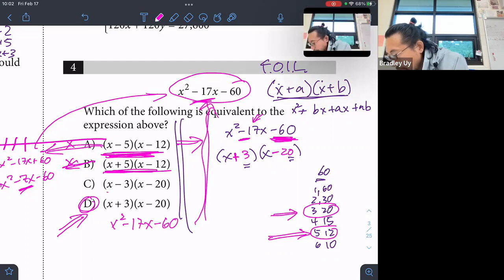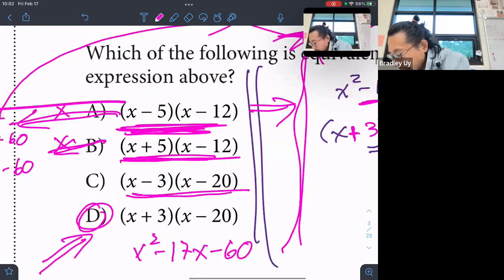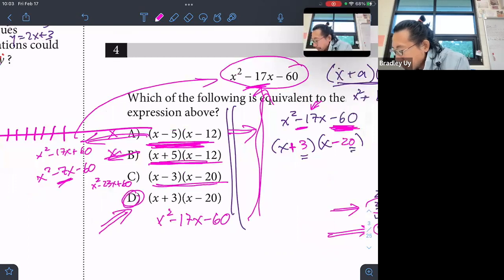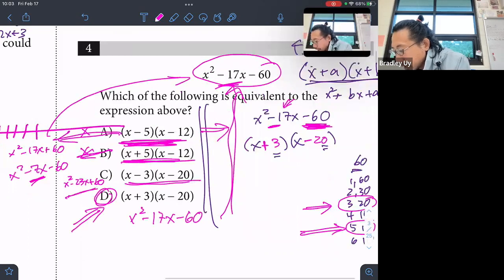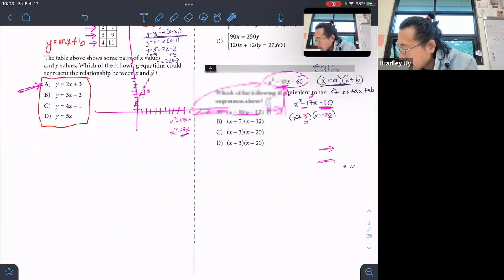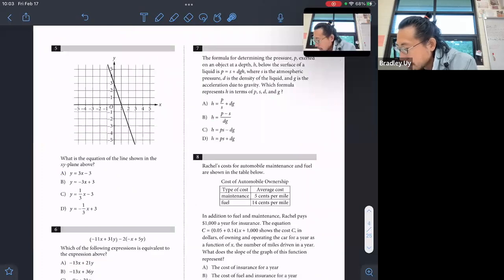If you FOIL this out, just for kicks, you would get x squared minus 23x plus 60. Again, the constant is a positive, which is not what we want. So that's why C is not the right answer choice either. The right answer choice is D. And that's a little bit about how you factor a quadratic trinomial.